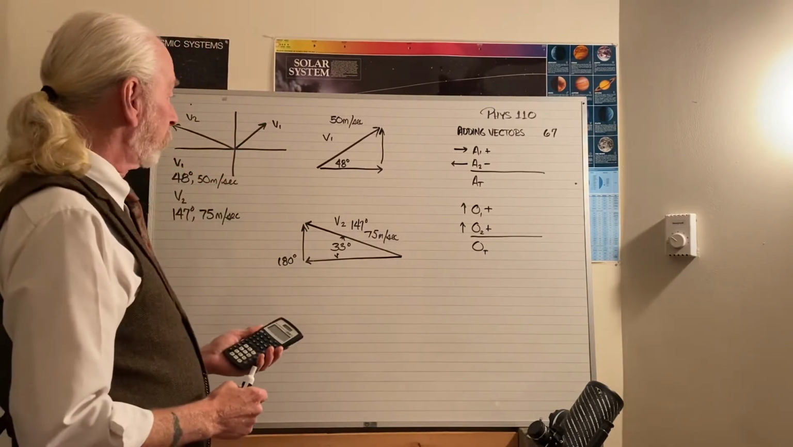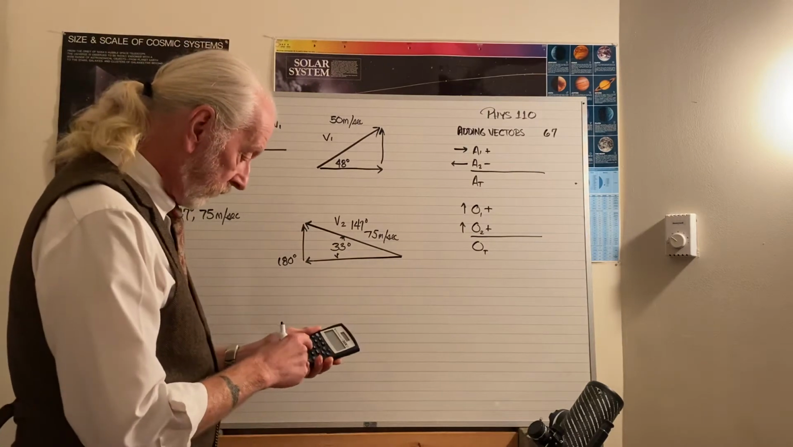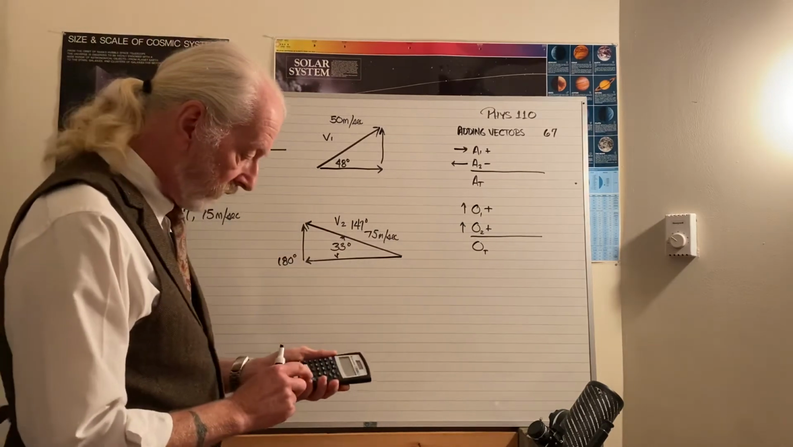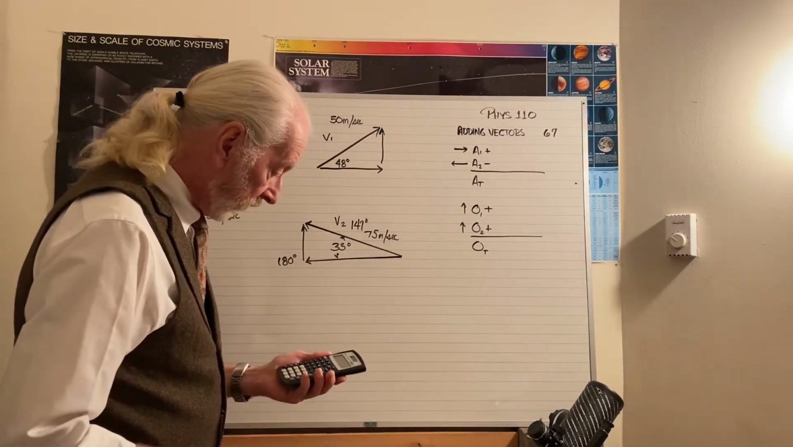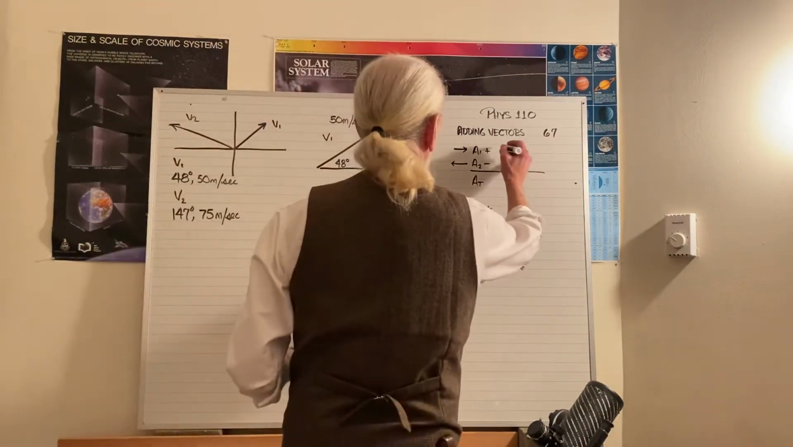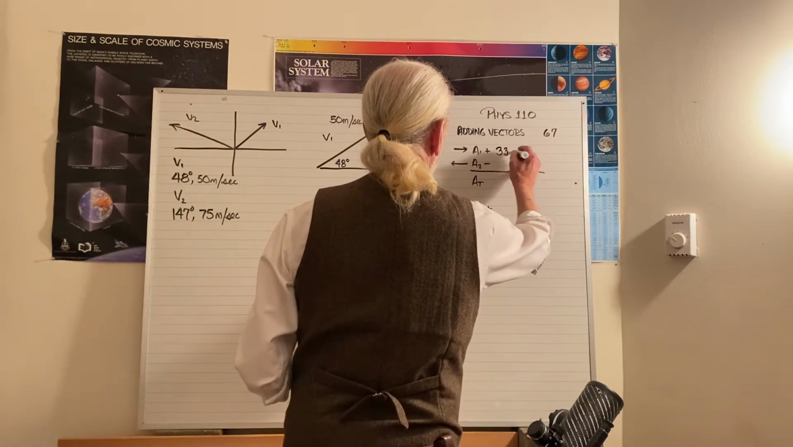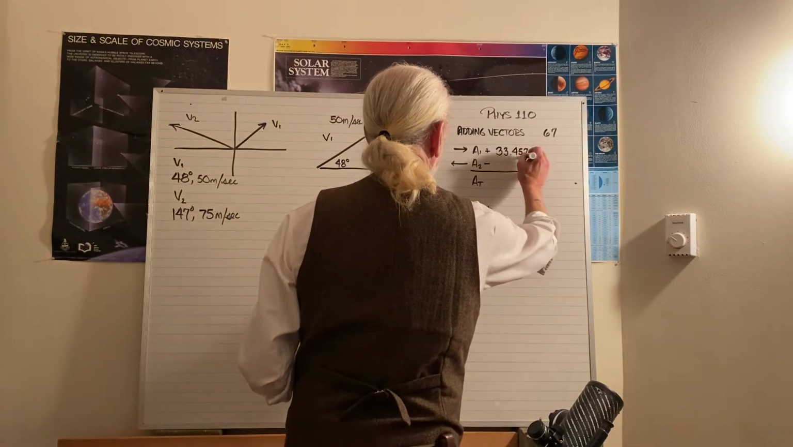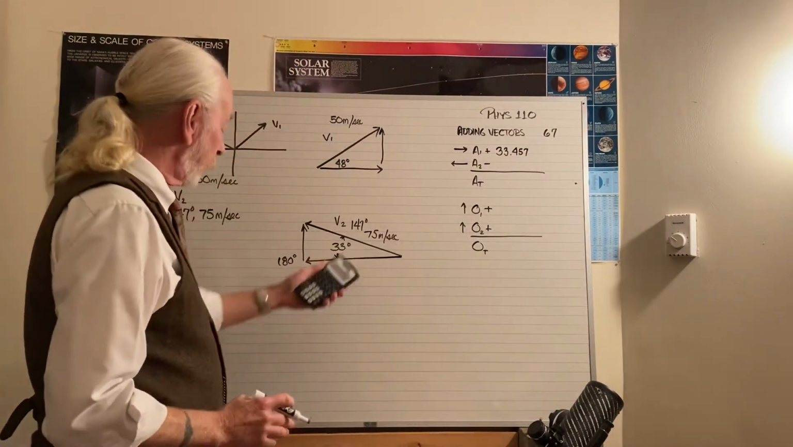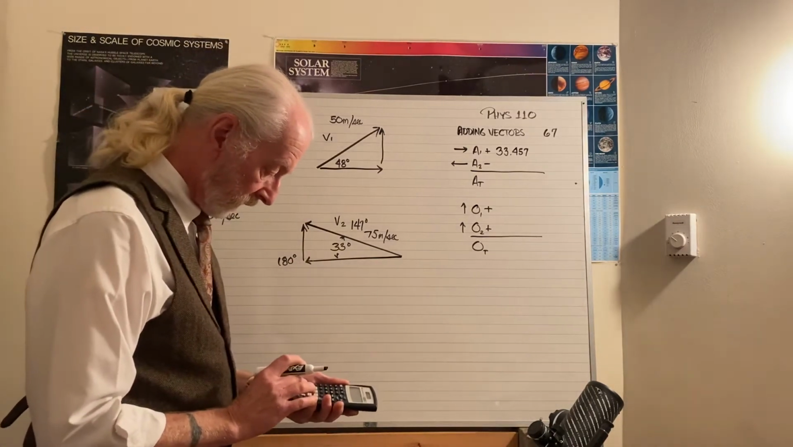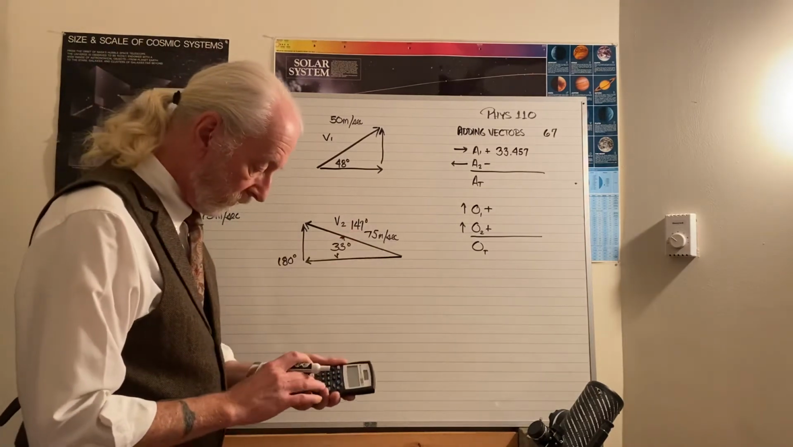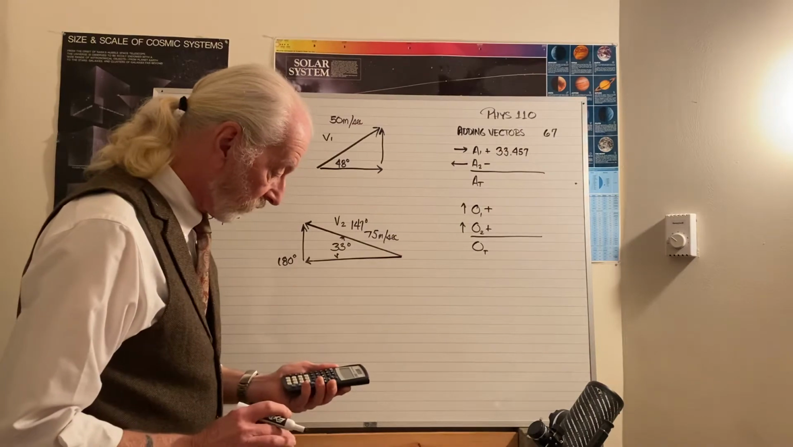So now we'll walk them through. To figure adjacents, I use cosine, so I'm going to go cosine 48 times my hypotenuse of 50, and I got 33.457. Here I'll go cosine of 33 times my hypotenuse of 75. I get 62.900.